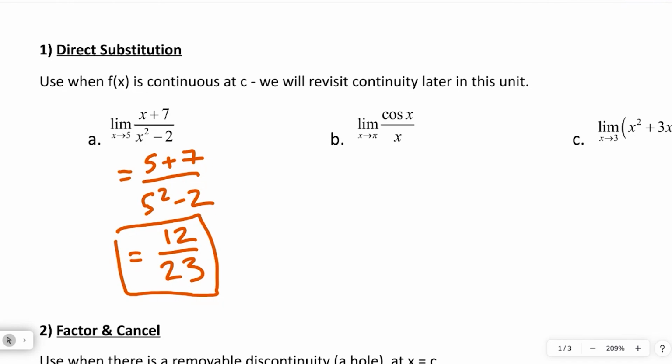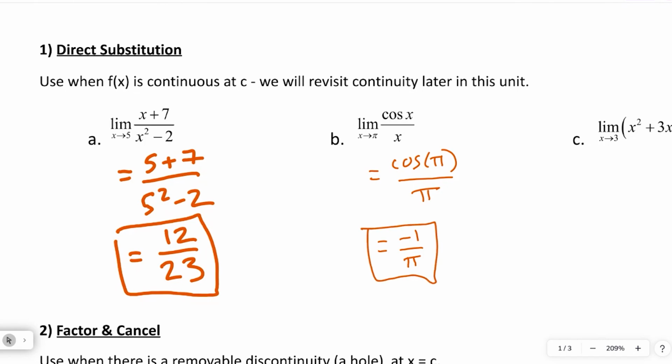All right, so B. Let's try to plug in pi and see what happens. So we got cosine of pi over pi. Now, what's the cosine of pi? You happen to remember that? Okay, yeah, good, -1. Yeah, -1 over pi. And that's your limit.